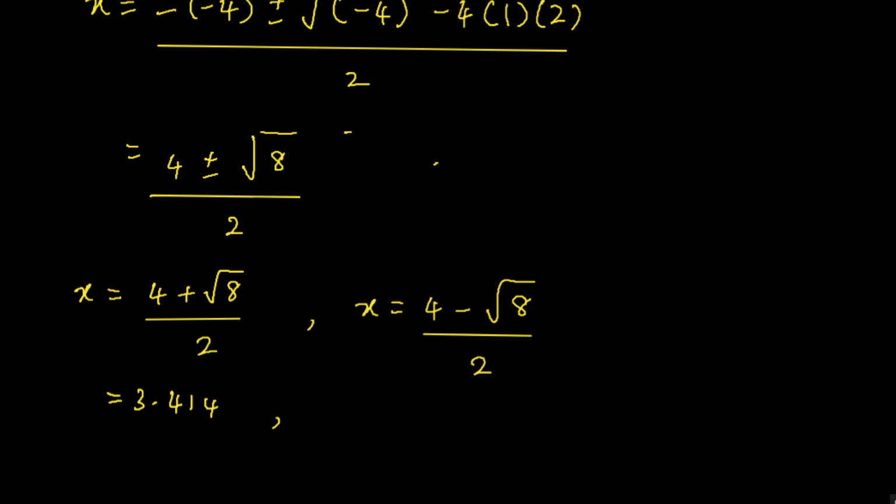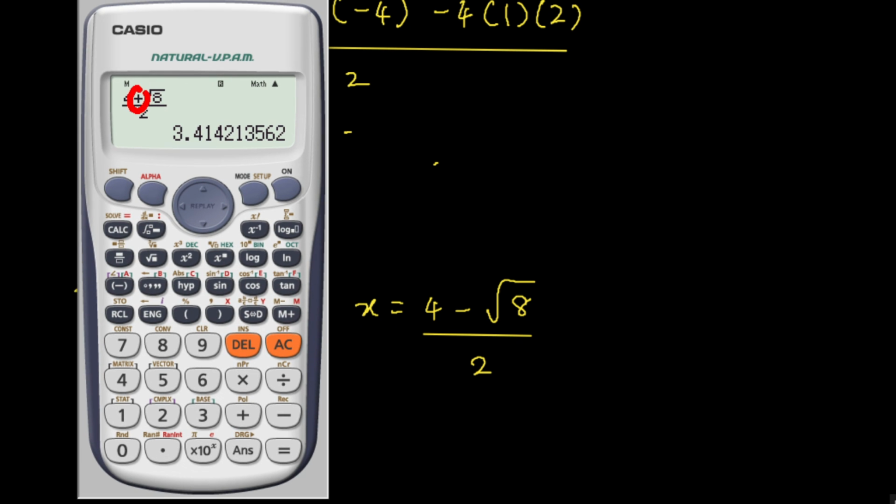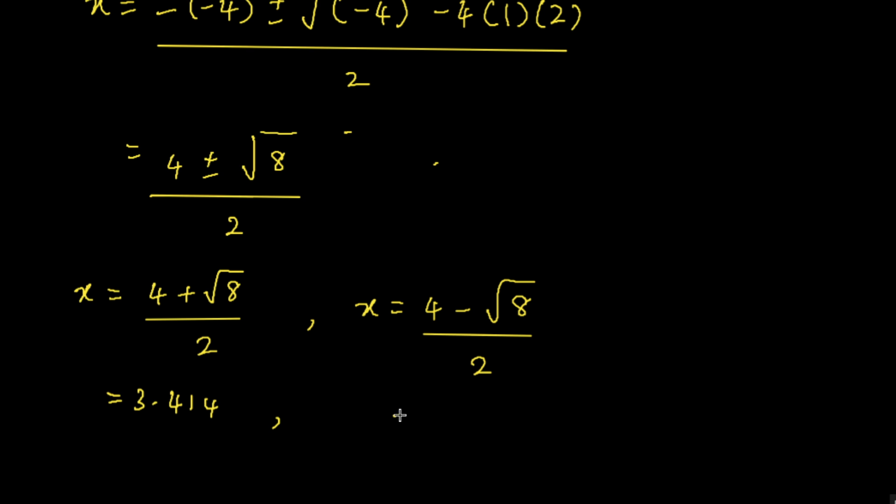The other one will be exactly the same, except this part here is negative, minus. So I will just delete the plus and change it. Convert again, we will get 0.586. So your x here is 0.586. These are the values of x, right everyone?